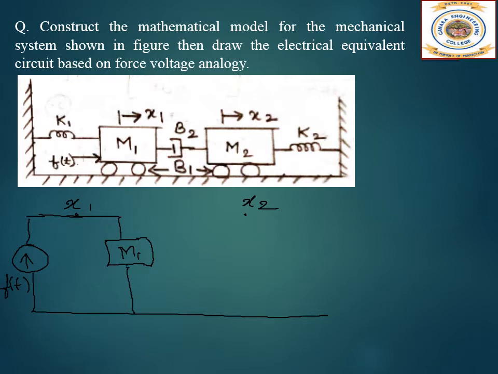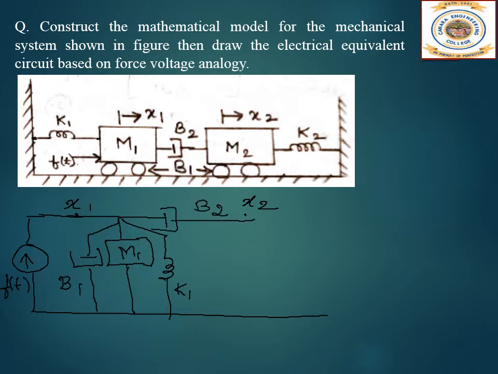Then B1 is connected to M1 and the reference, so it will also be from the node x1 to the ground or reference. This is B1. Next we have K1, which is again connected between M1 and the reference, so that also will connect here. This is K1. Next we have B2. B2 is connected between M1 and M2, so it will be connected between x1 and x2. This is B2.